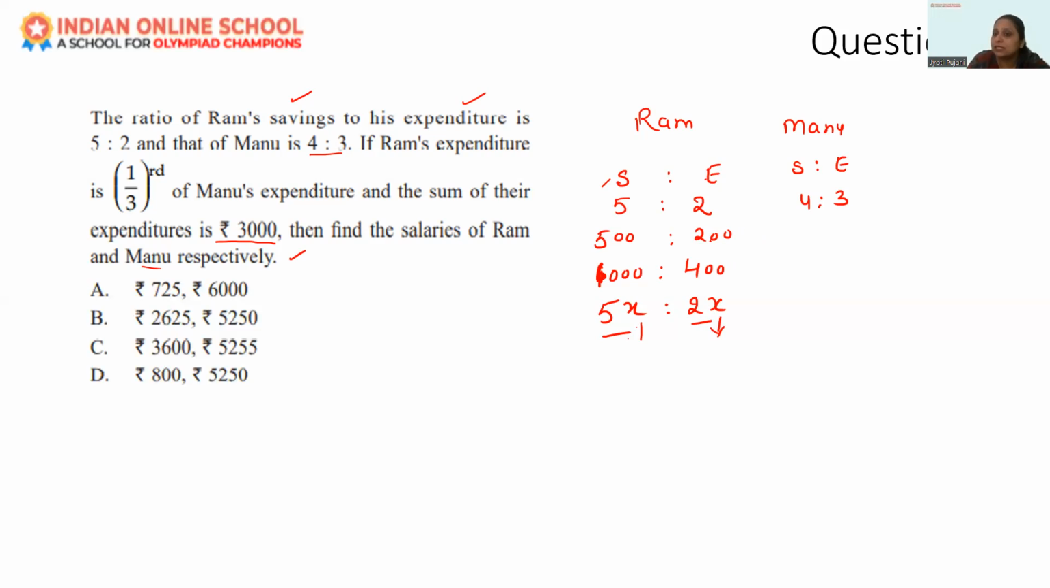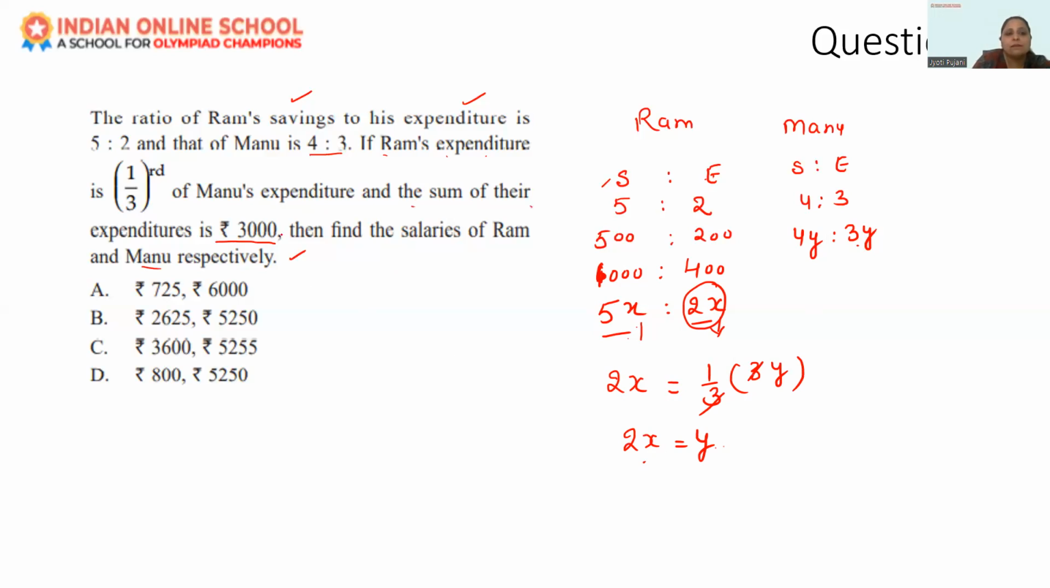If we have two different persons with different ratios, then the constant of proportionality will be different. So here you have to use 4y and 3y. You can use any variable, it depends on you. Now I will read according to what they have given. If Ram's expenditure, which is 2x, is equal to 1/3 of Manu's expenditure, and Manu's expenditure is 3y, the 3 gets cancelled with the 3. So 2x is equal to y. We found a relationship between x and y.